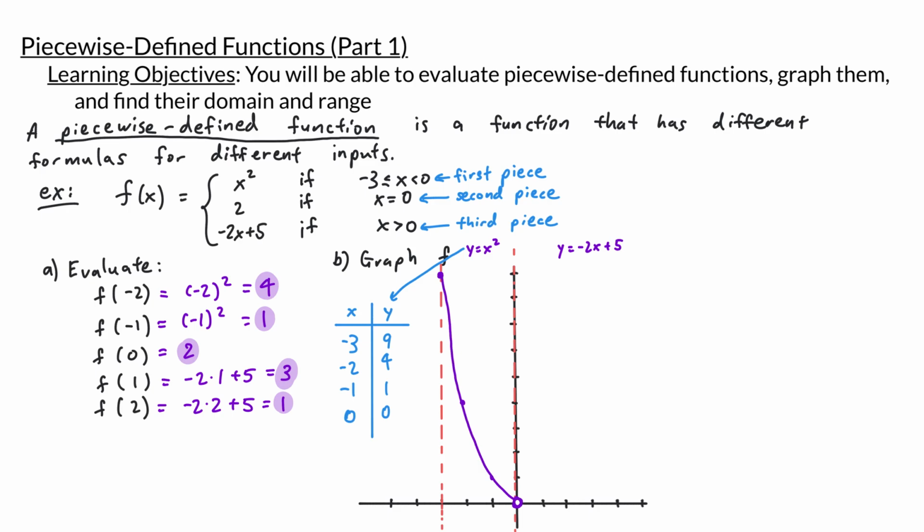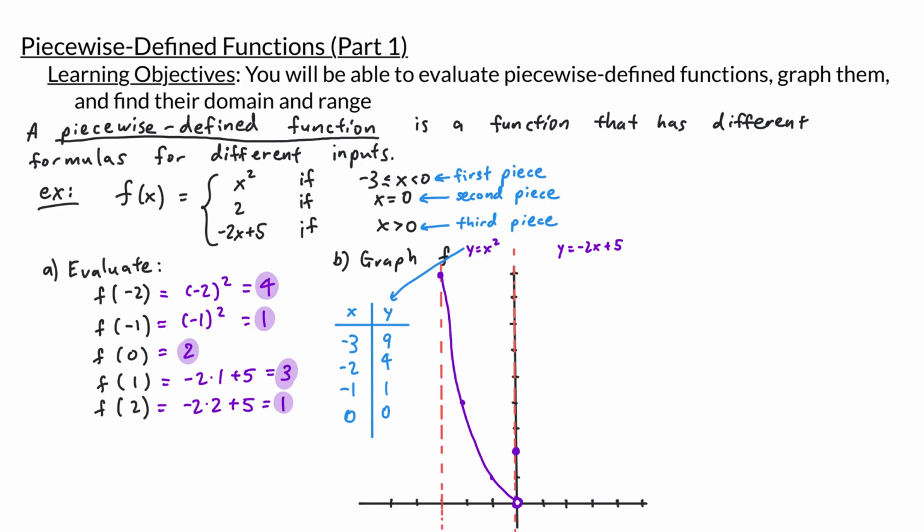The second piece of our graph is just at x equals 0. Again, the output at x equals 0 is 2, so we just have the point 0, 2 on our graph. And that's all we have to do for this second piece.